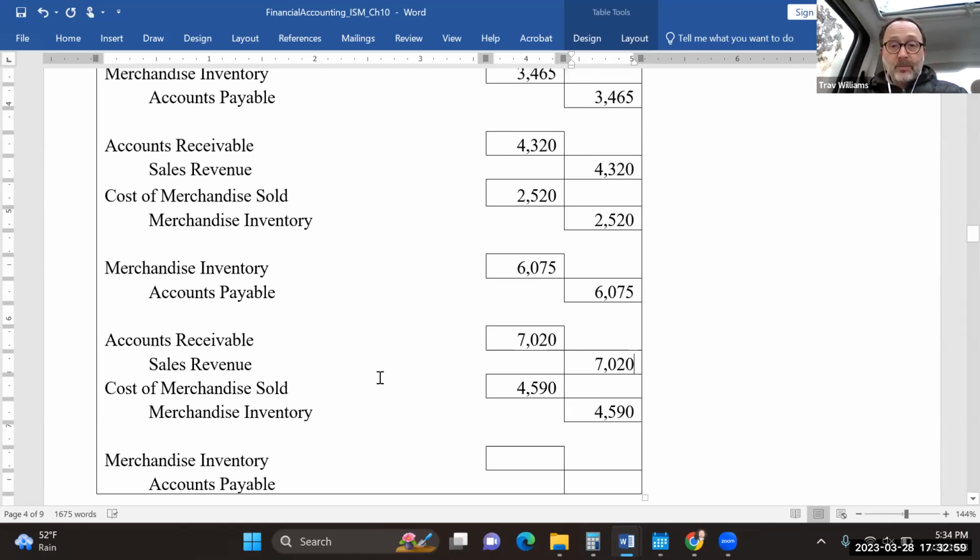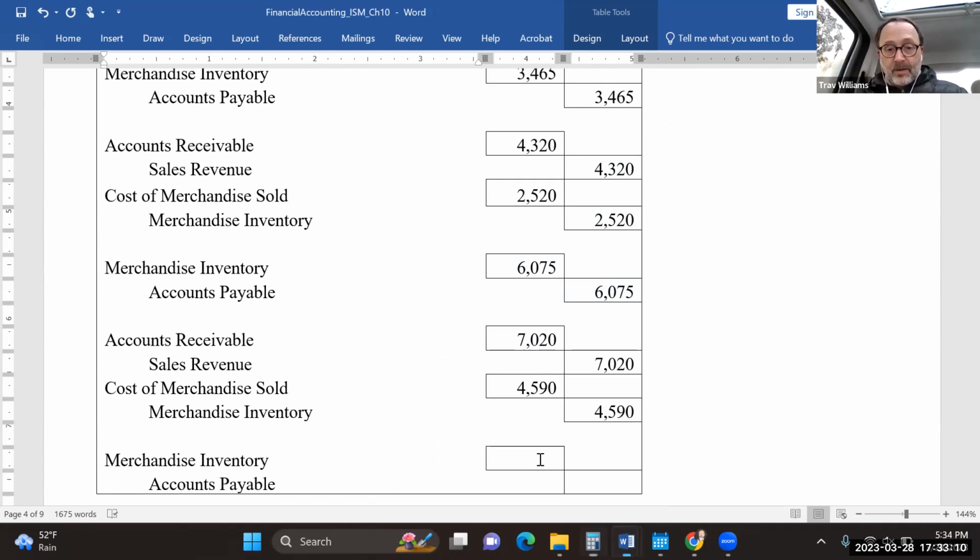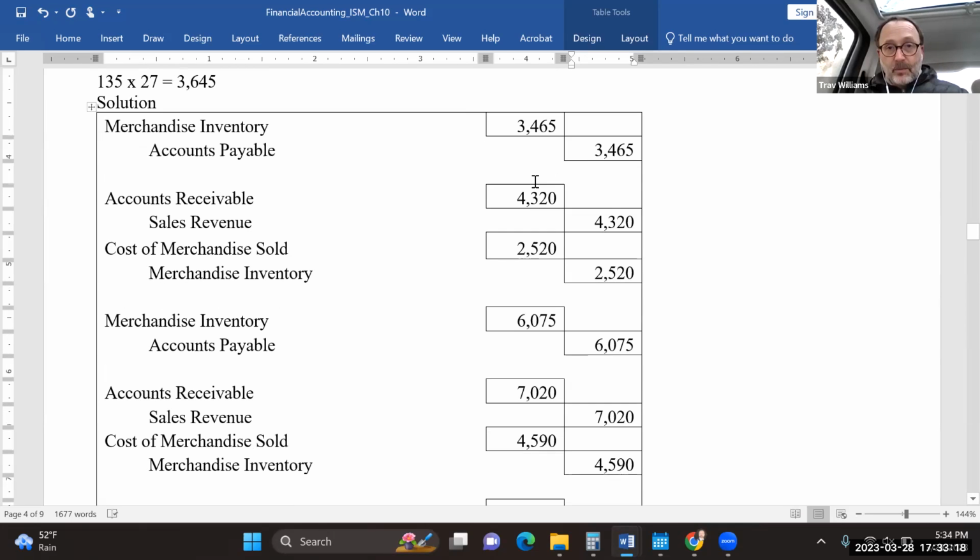Then we have a final purchase, 210 units at $33, and times 33. So 6,930. So are there any questions regarding this problem? Let's double check all these numbers. So we had 3465, 4320.